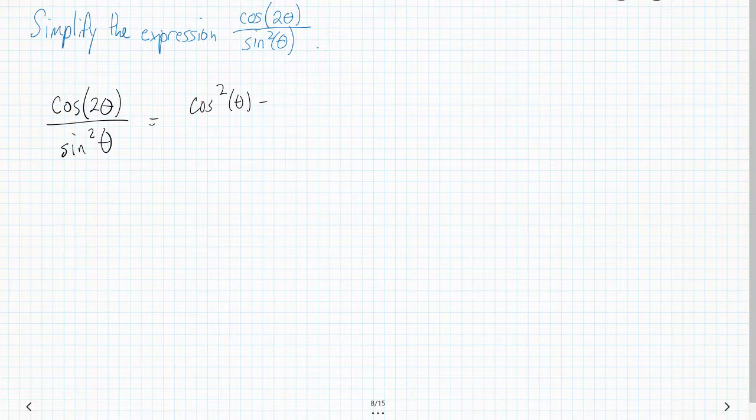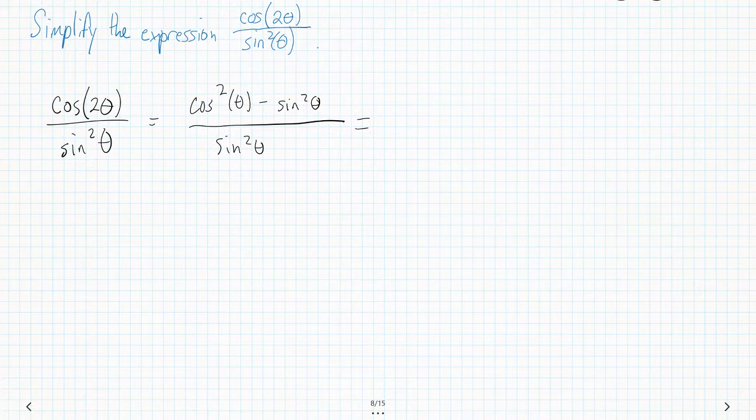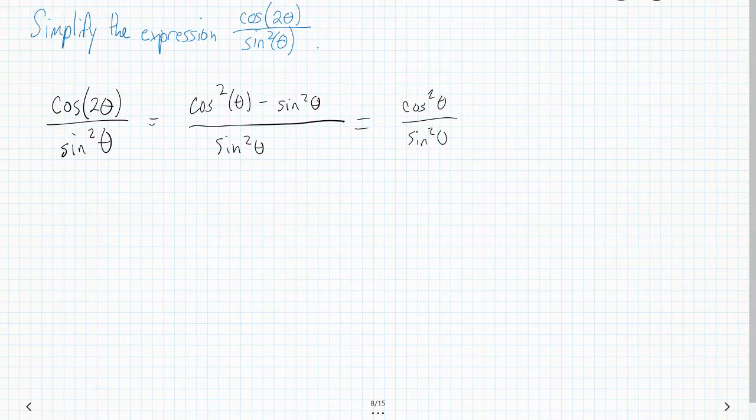Sine squared theta, and all this is over sine squared theta. Okay. Now, you can break this up once again. This is cosine squared theta over sine squared theta minus sine squared theta over sine squared theta.